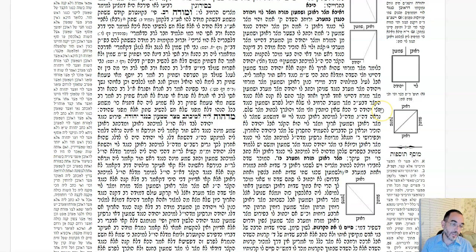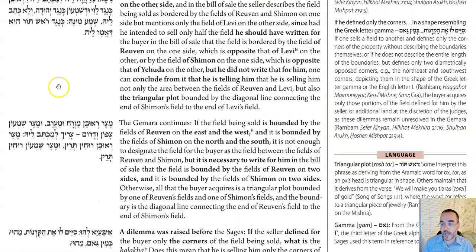Because if I say, I'm going to sell you the land that's bordered by Reuven and Shimon, so I might think, okay, bordered on Reuven on one side, Shimon on one side, so I know you get this side, and I'll just connect them with a diagonal line, and you wouldn't get this. So you have to make sure, if you mean that you're going to get the entire square, then you have to make sure that the seller writes Reuven on both sides and Shimon on both sides.